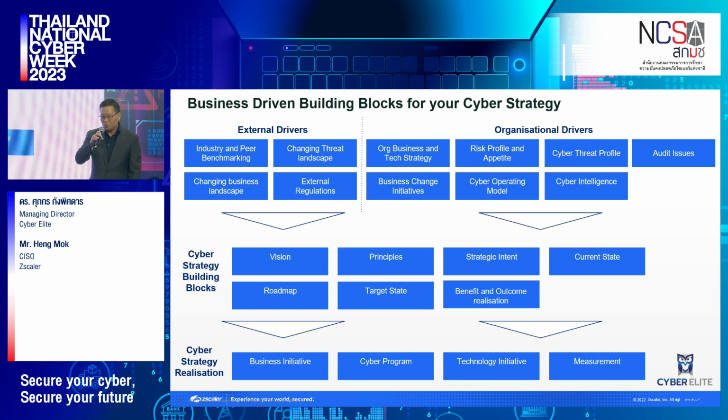The second part is really from an organizational perspective. So from an organizational perspective, where is your risk appetite? Are there high audit issues that you need to remediate as part of your strategy? What is your cyber intelligence telling you from the security cases that you're seeing within your environment? And what is the cyber operating model that you want to deliver? You can take all those particular requirements from external and internal and then form, I guess, a cybersecurity strategy around the building blocks. So your vision, your principles, what's the strategic intent? Where are you currently and where do you want to go? And again, what are the benefits associated with that?